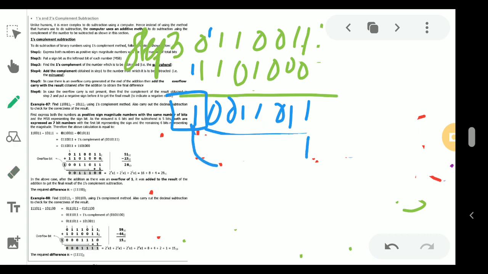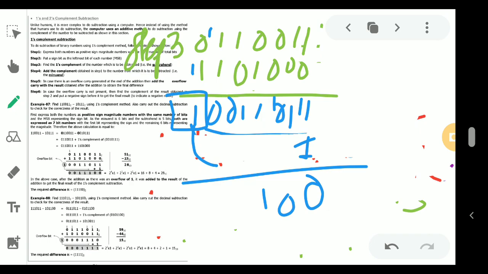I'm placing this 1 over here, and now I'm adding. So 1 plus 1 is 0, again carry 1, 1 plus 1 is 0, carry 1, 0 plus 1 is 1, here already 1 is there, 0 0. So now my final answer is 1 1 1 0 0 0. So this is the answer of the ones complement.